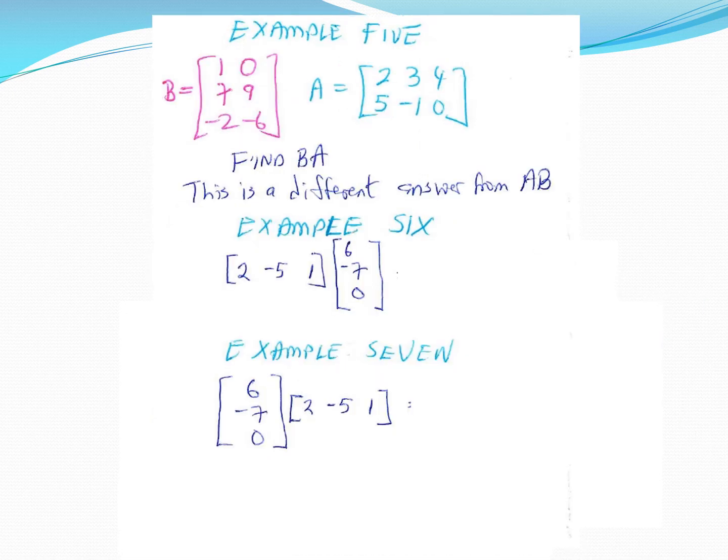Okay, example 5. We switch the matrices around. So if we asked you to find BA, you might be tempted to think that BA is the same as AB. In numbers it is. If you have two numbers, 2 times 5 is the same as 5 times 2. But not for matrices. If you change the order of the matrices, you get different answers. So in this case here, we've got B by A. So can we multiply B by A?